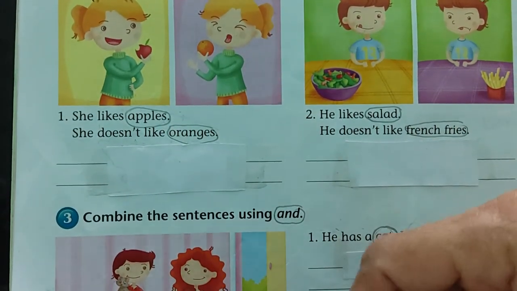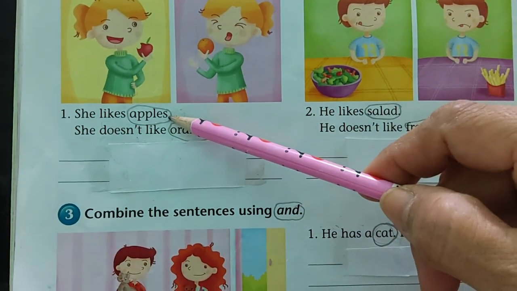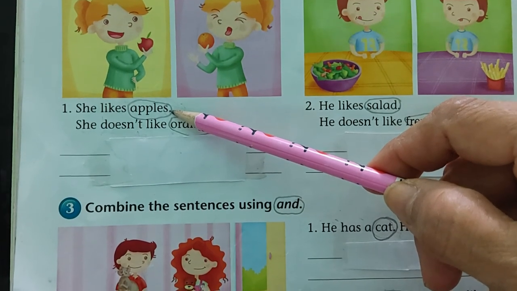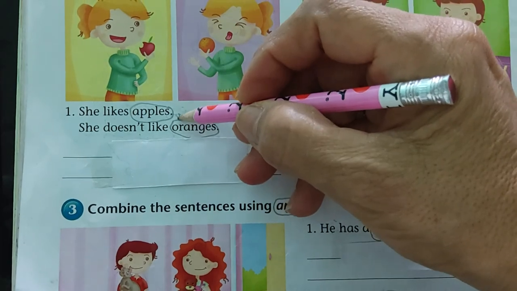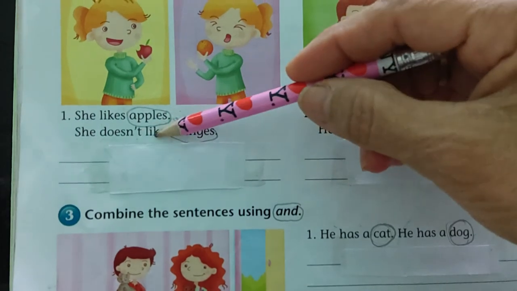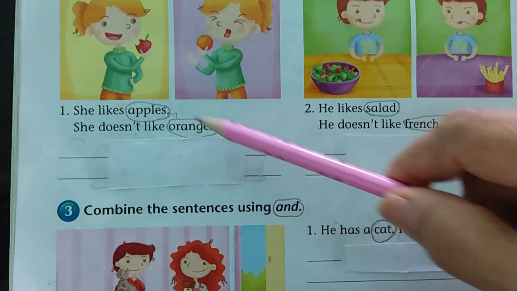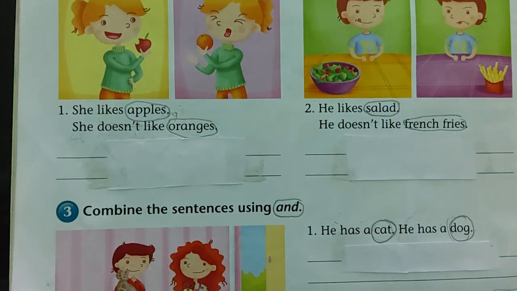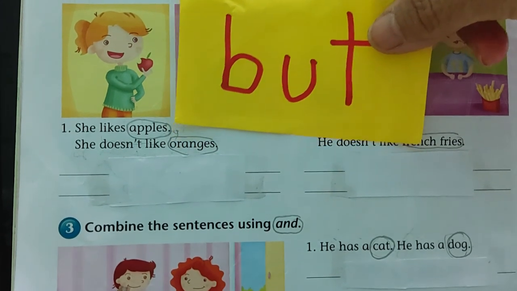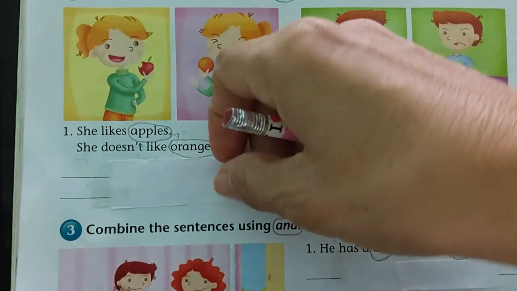So we are going to say, she likes apples, and drop the period. Can you see the period over here? Drop it and put a comma. A comma like this. This is a comma. And then we are going to erase these two. No, we are going to use this. And I need my connector, but. It's going to say, she likes apples, but she doesn't like oranges. Okay? Let's see the answer.